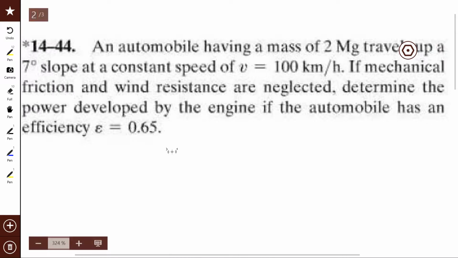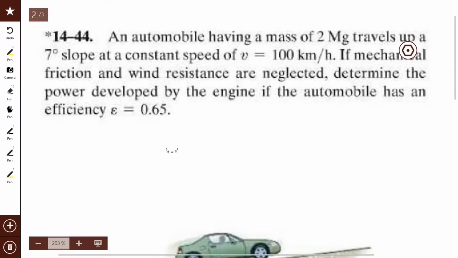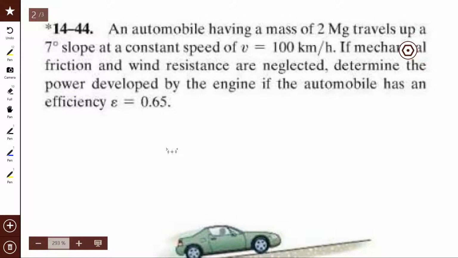Okay, an automobile having a mass of 2 megagrams travels up a 7-degree slope at a constant speed of 100 kilometers per hour. If mechanical friction and wind resistance are neglected, determine the power developed by the engine if the automobile has an efficiency of 0.65. Okay, what are we going to do? How are we going to do this?